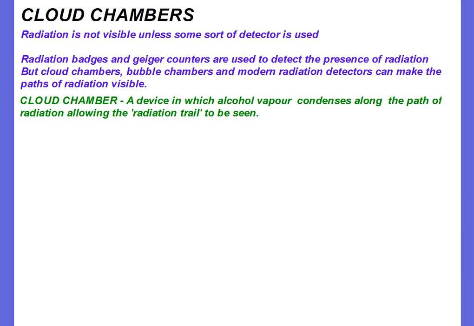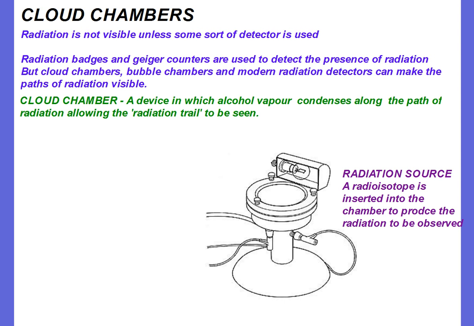So a cloud chamber is probably something you should know. It's a device in which alcohol vapor condenses along the path of radiation, allowing the radiation trail to be seen. Now, what does it consist of? Well, there's a little schematic of a cloud chamber. It basically consists of a few things.